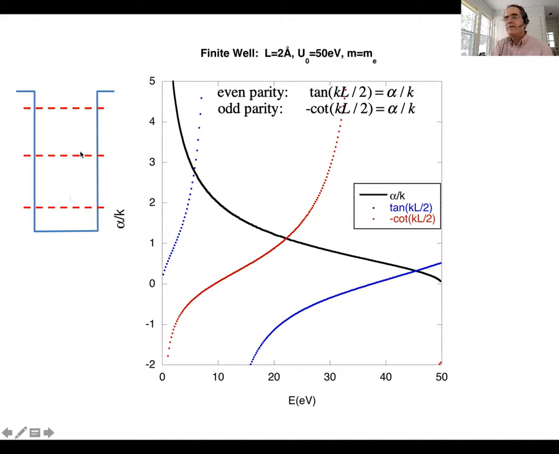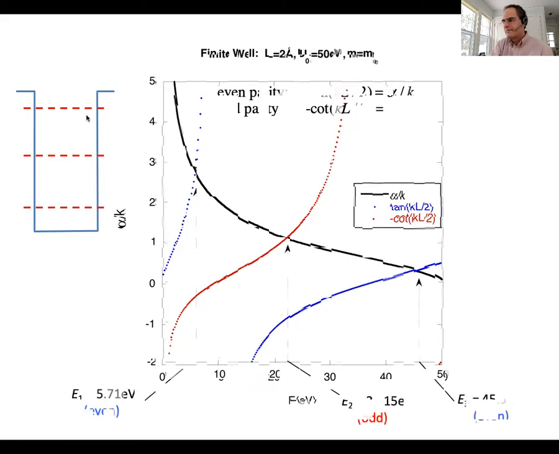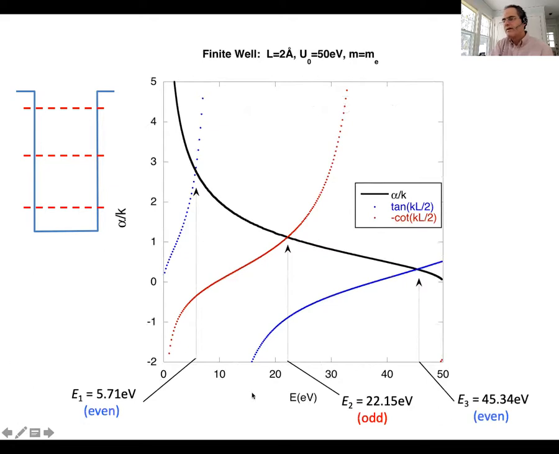And so now we found the three bound states of this system, which are at 5.71 eV above the bottom of the well, 22.15 eV, and 45.34 eV. And actually, those are the only bound states for this system. There are no other bound states at higher energy. We've exhausted them all. All right, well, let's stop this problem here.